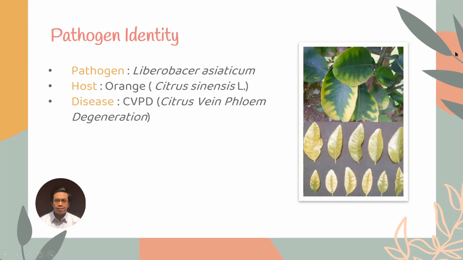Okay, the first topic that we are going to present is the pathogen identity. The pathogen that we want to observe is Liberobacter asiaticum, and the host that we want to observe is the orange fruit, which is Citrus sinensis L. And the disease is CVPD, or citrus vein phloem degeneration.